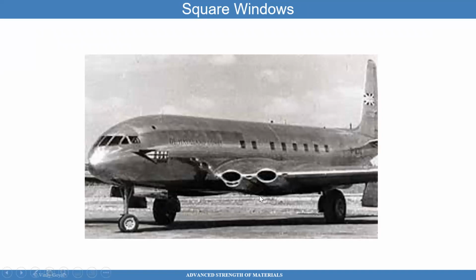Here's an example of an airplane which had square windows, and the square windows had a situation where the crack would initiate at these corners. Because that corner, when it was subjected to this far field stress, was such that the flow stress was disturbed by the square window. You can note that in today's aircraft, the windows are not square, they're elliptical, because the square corner has a much higher stress concentration factor compared to an elliptical design.